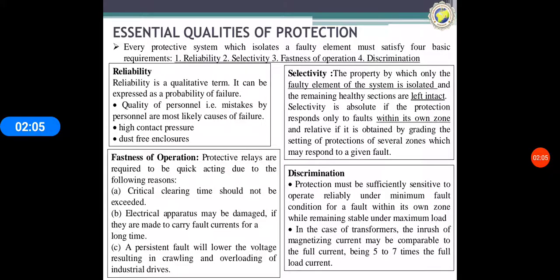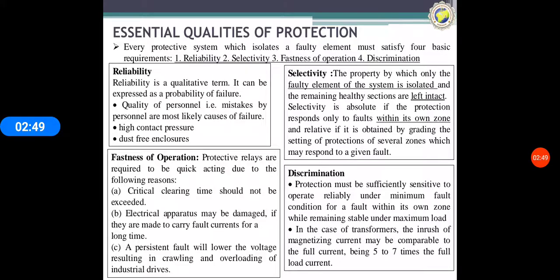The next one is selectivity, the property by which only the faulty element of the system is isolated and the remaining healthy sections are left intact. It means the rest of the power system is left in operation. Selectivity is absolute if the protection responds only to a fault within its own zone, and relative if it operates by grading the settings of the protections of several zones.